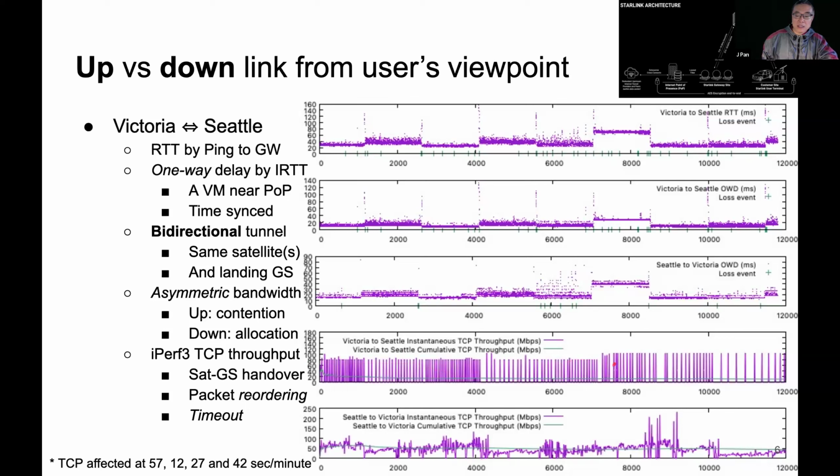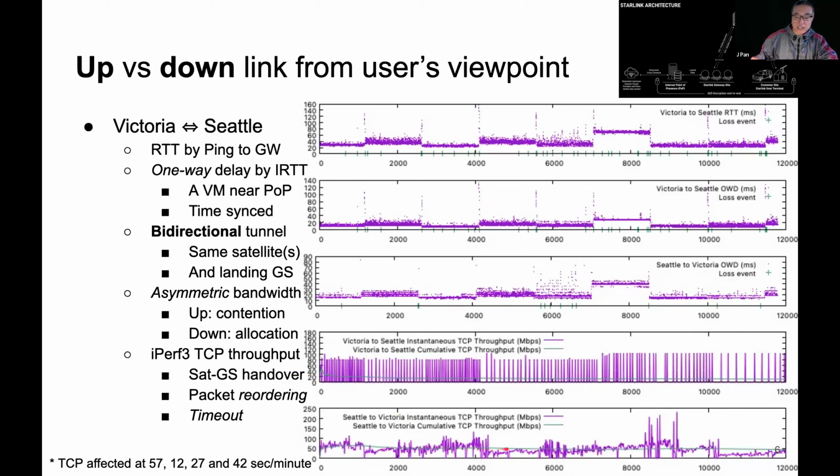You can see the instantaneous TCP throughput is very spiky here because the link goes up and down, and there's also an interruption between them. This particular curve, which you may or may not be able to see but I'll highlight, is the cumulative TCP throughput. You can see it's about 10 to 20 megabits per second for one single TCP connection, which is much lower than what people experience with multiple TCP connections.